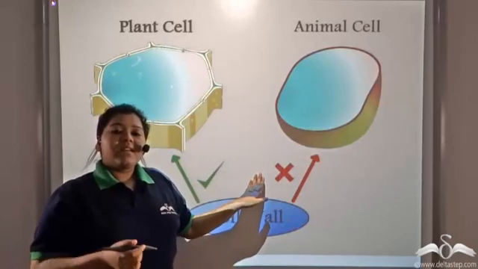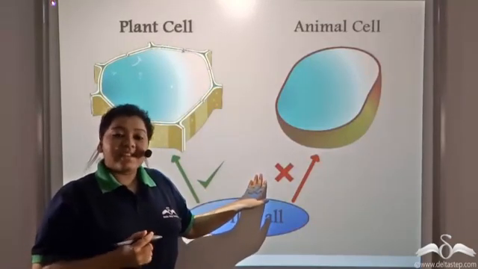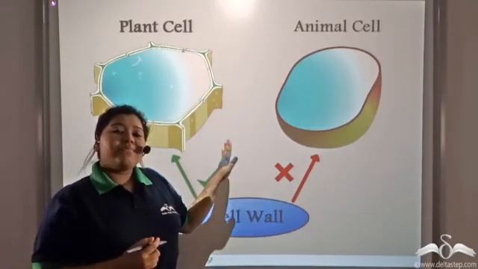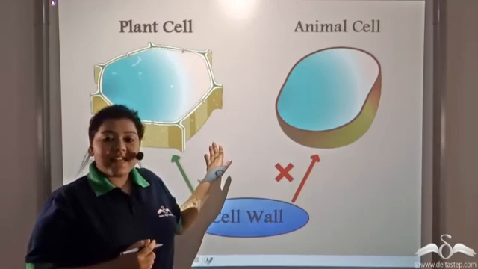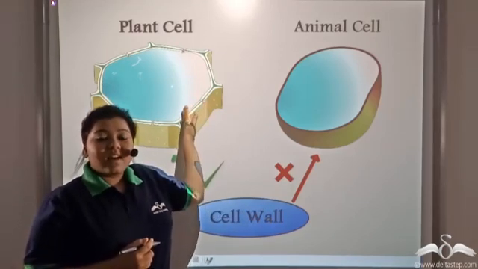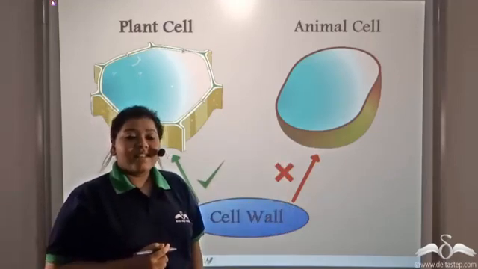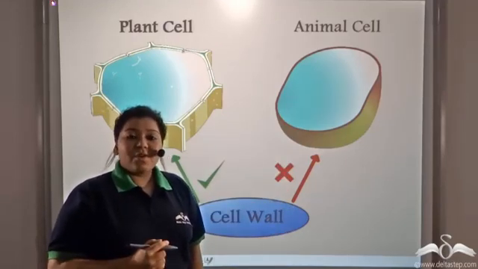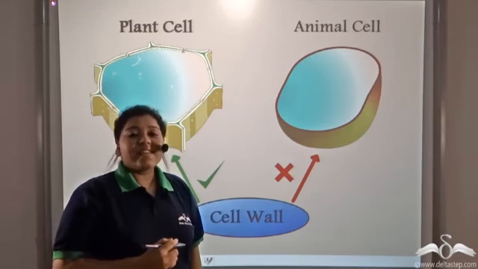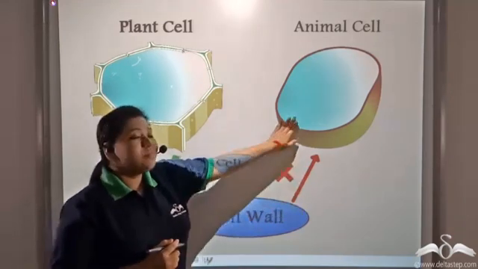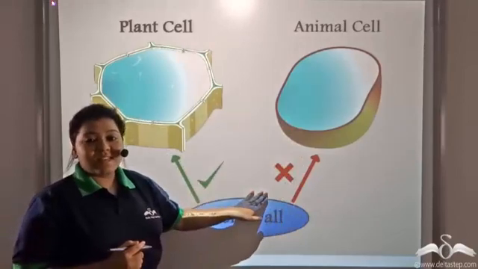Now, if you've been listening to me carefully, you will realize that I have been just talking about the cell wall of a plant cell. I did not mention a cell wall of an animal cell. That is because the cell wall is present only in the plant cells. An animal cell lacks a cell wall.